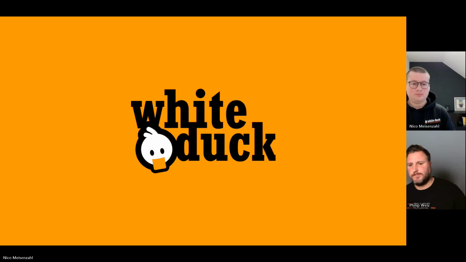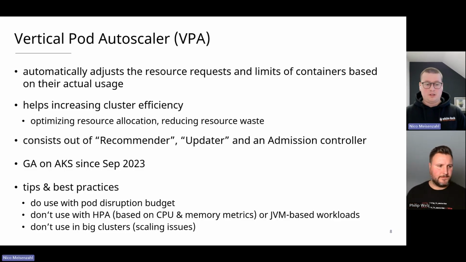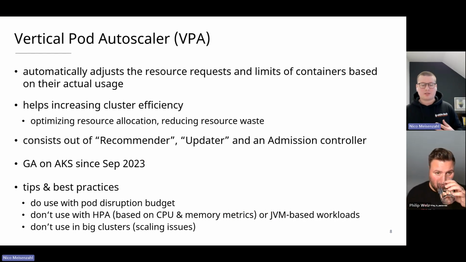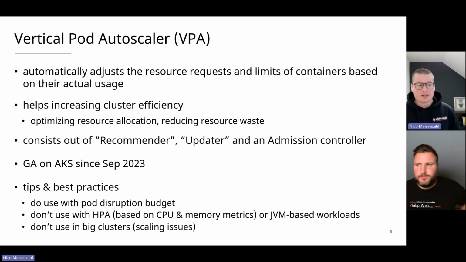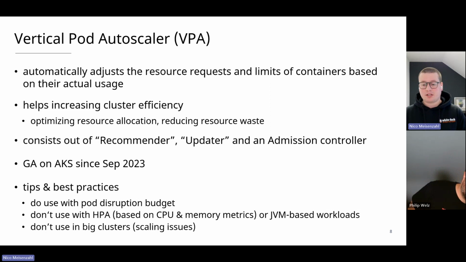Hey, so let me share the slides again. As you see, we talked about the horizontal and vertical pod autoscaler, and it is basically around metrics, usage, memory, CPU, also custom metrics, but it's all about any kind of usage and then scaling based on that.